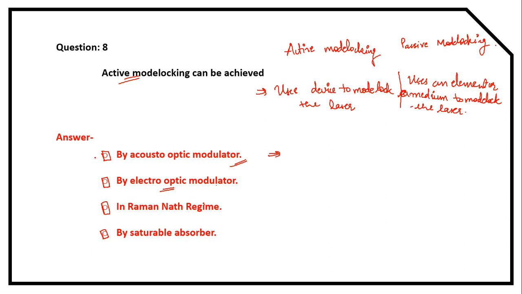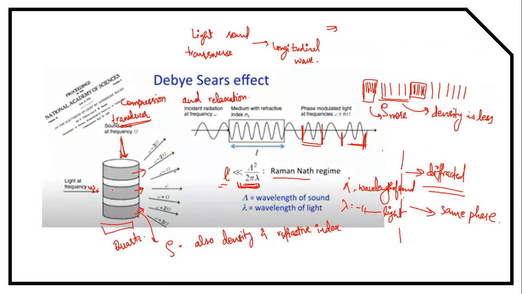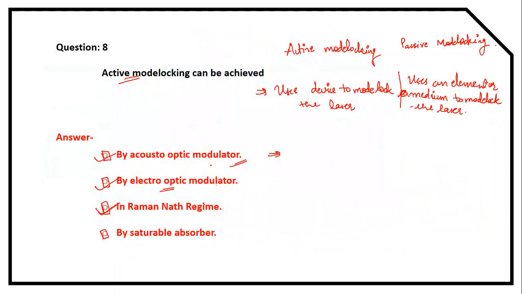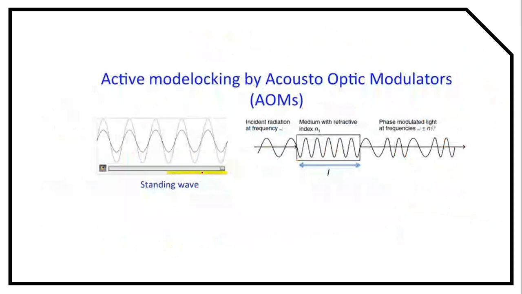But the answer to this question will be the acousto-optic modulator, or the electro-optic modulator, if the length of the medium lies in the Raman-Nath regime, or follows the following rule: L is lesser than Λ² upon 2πλ, where Λ, which is the square, is the wavelength of sound, and the one in the denominator is the wavelength of light. Therefore the active mode locking can be achieved by the acousto-optic modulator.